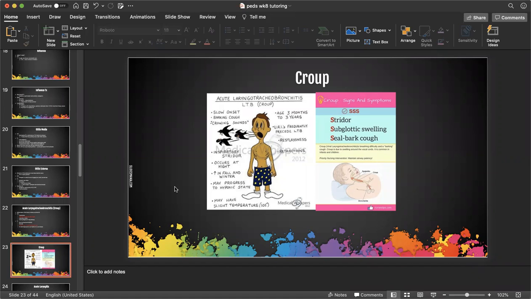And then for croup, make sure you know the age group that it's most likely to occur in. And then they could be restless and have retractions. So again, that seal bark-like cough is the main sign, along with stridor.